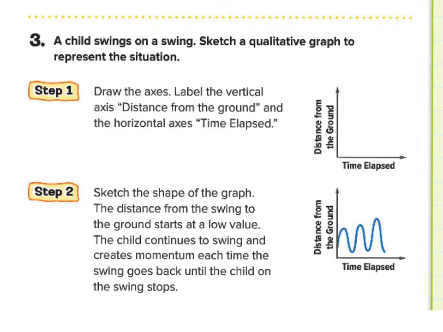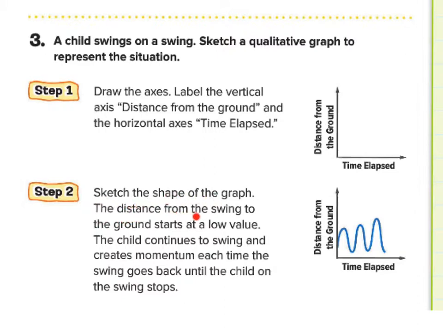When we talk about time elapsed, the simplest definition is the amount of time that passes from the beginning of an event to its end. So from the time we start swinging to the end, when we're done swinging. So let's see. Sketch the shape of the graph.